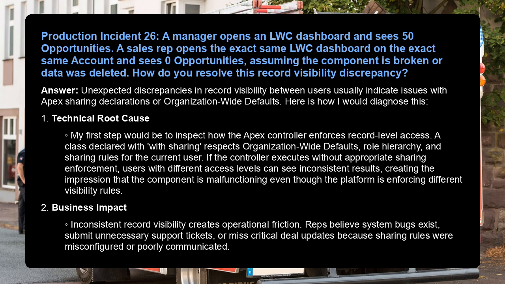Answer: unexpected discrepancies in record visibility between users usually indicate issues with Apex sharing declarations or organization-wide defaults. Here is how I would diagnose this. 1. Technical root cause. My first step would be to inspect how the Apex controller enforces record-level access.